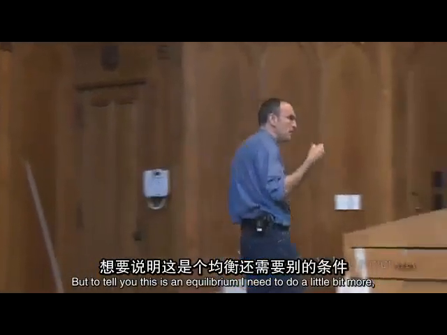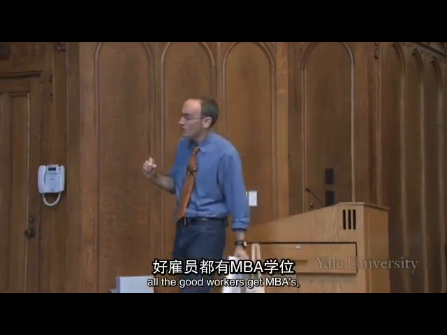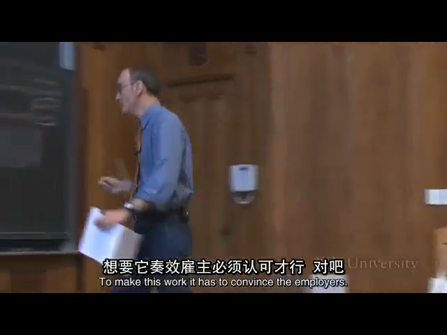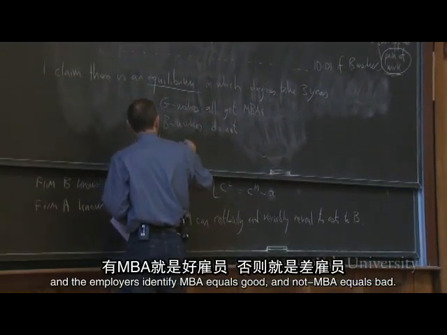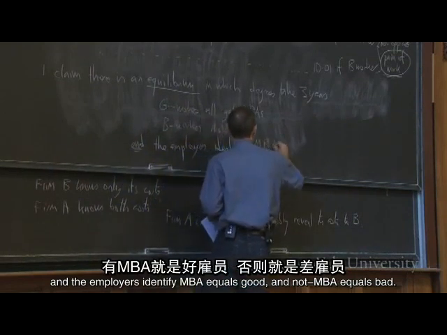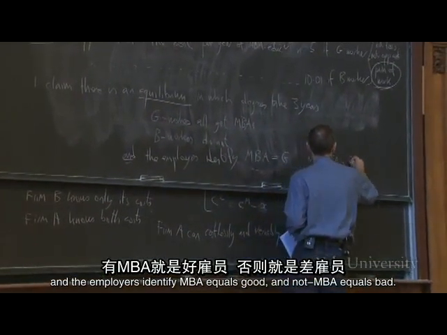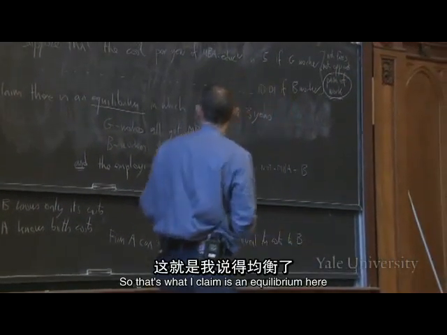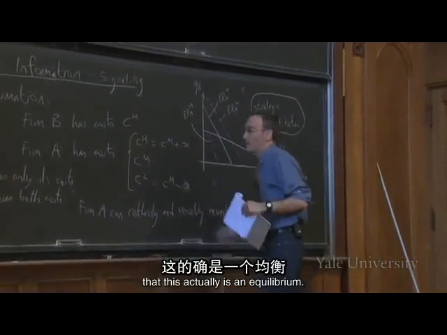But to tell you this is an equilibrium, I need to do a little bit more, so let me tell you one other thing. I claim there's an equilibrium in which the degrees take 3 years, all the good workers get MBAs, all the bad workers do not get MBAs, and the employers identify MBAs as good workers. To make this work, it has to convince the employers. So I need the employers to identify MBA equals good and not MBA equals bad. So that's what I claim is an equilibrium here. And what I want to do is show that this actually is an equilibrium.